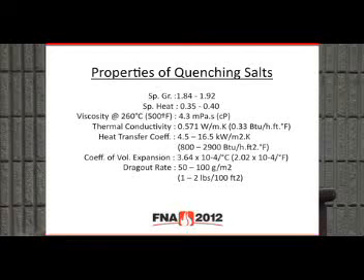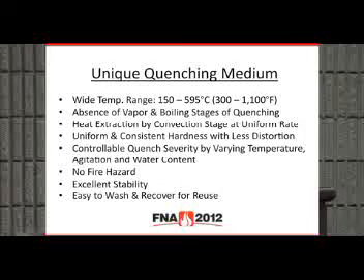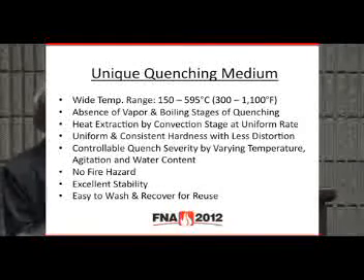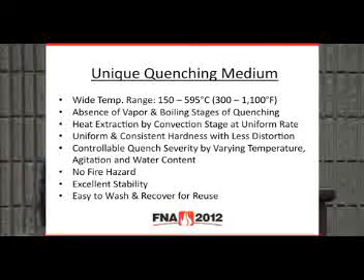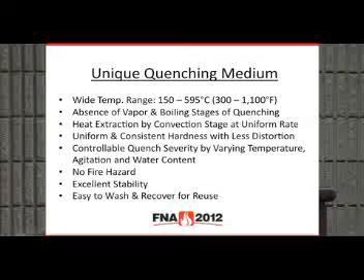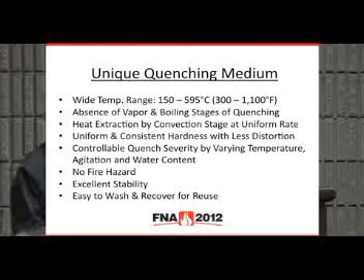Let's look at the uniqueness of molten salt as a quenching medium. It has a very wide operating temperature range from 300 to 1100 degrees F. There is no vapor or boiling stage of quenching commonly encountered in all other liquid quenchants. So heat extraction takes place primarily by the convection stage and usually at a uniform rate. And this helps in minimizing distortion, and its quenching severity can be controlled or adjusted by varying temperature, agitation, and water content if water is added.